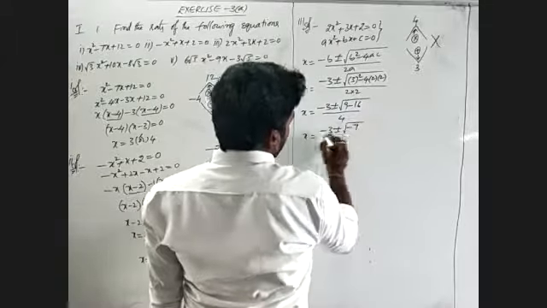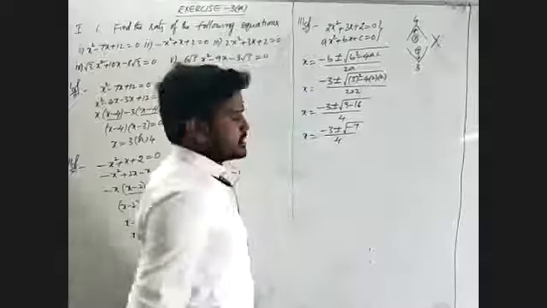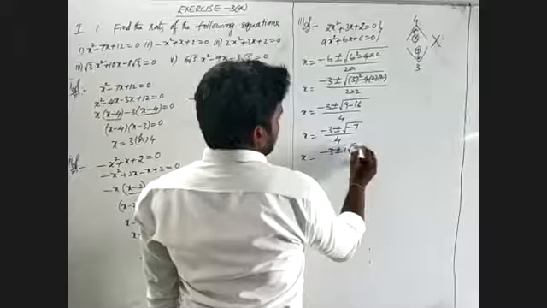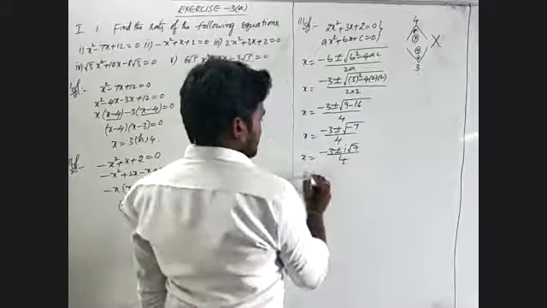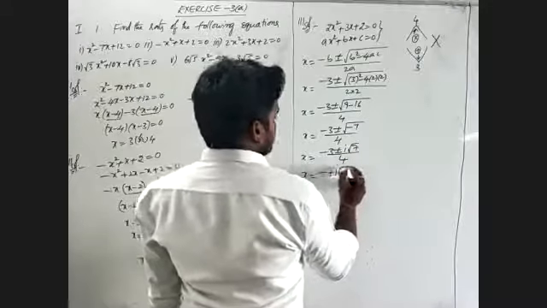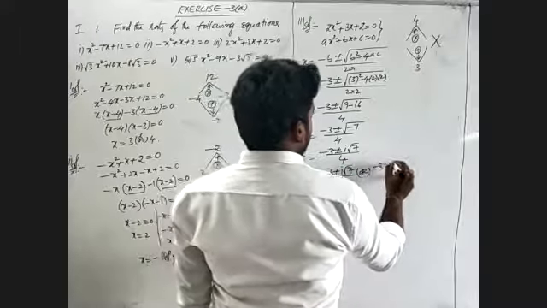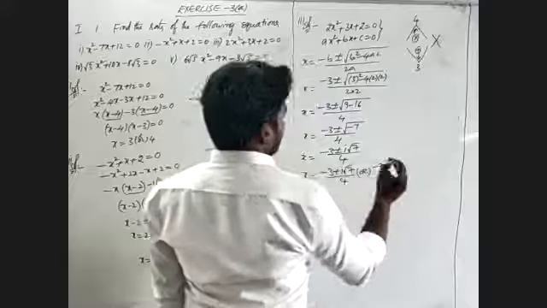That is x is equal to minus 3 plus or minus root of minus 7 by 4. That is the value x is equal to minus 3 plus or minus i root 7 by 4. That is, one root is minus 3 plus i root 7 by 4, and another root is minus 3 minus i root 7 by 4.